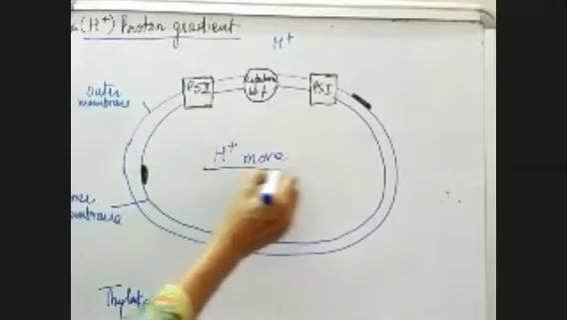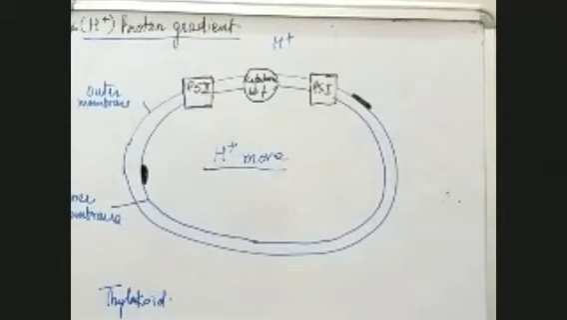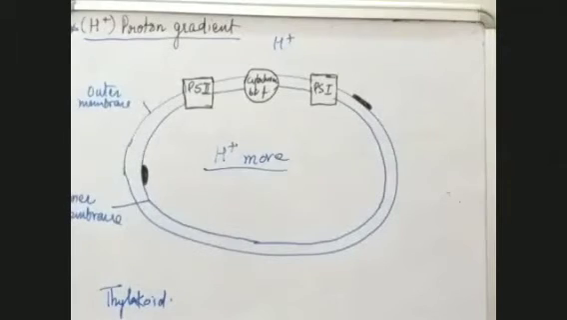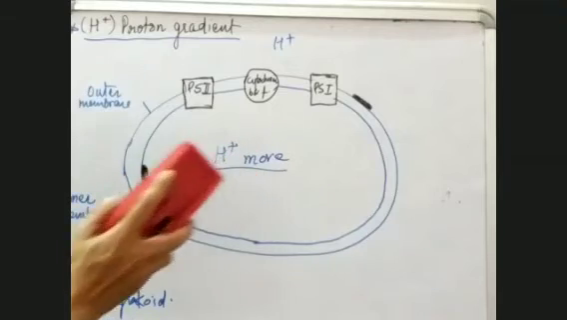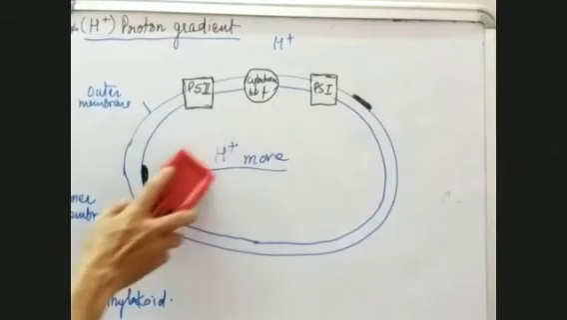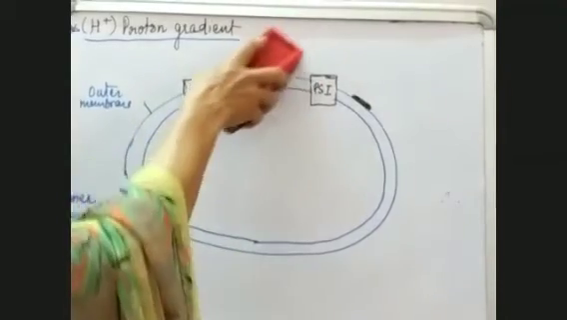That means protons inside the lumen should be more as compared to the protons which are present outside the thylakoid in the stroma. Then this will develop a proton gradient, and when this proton gradient will be broken, energy will be released, and that energy will be utilized for the synthesis of ATP. Basically, what we are studying right now is the synthesis of ATP. Now, how is this proton gradient developed, that means how are the number of protons made more inside the thylakoid as compared to in the stroma.